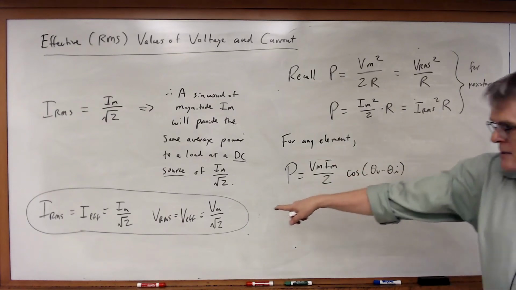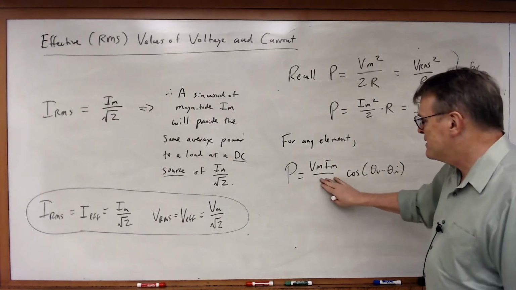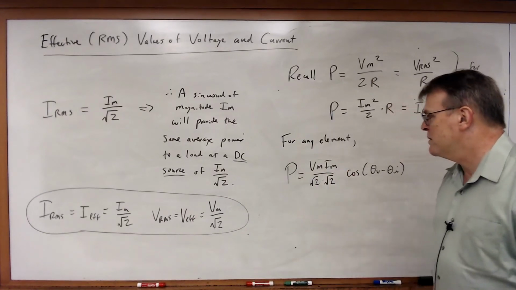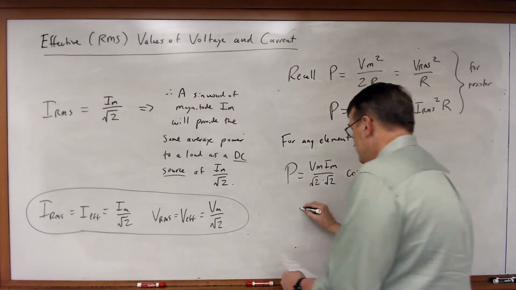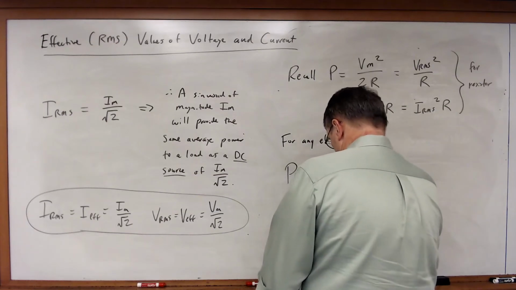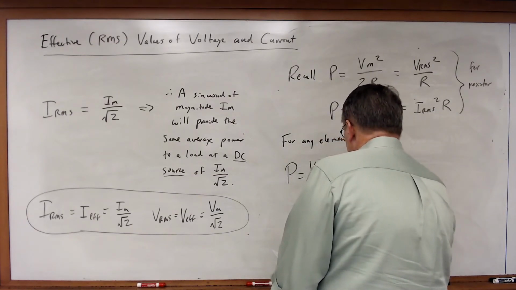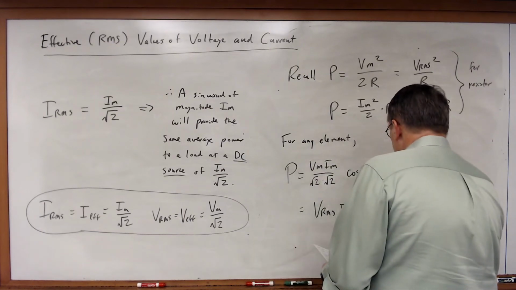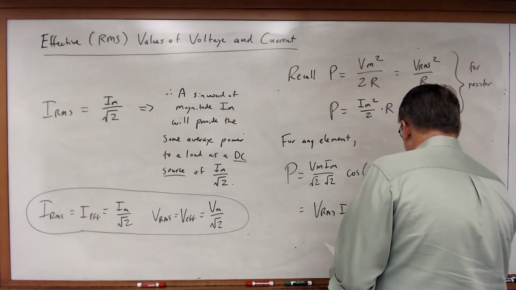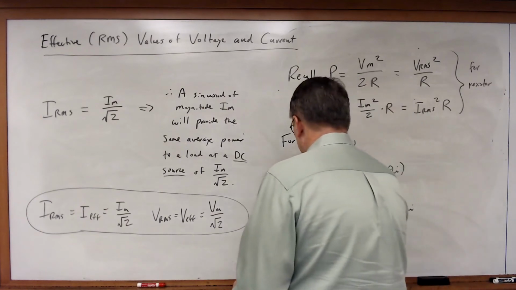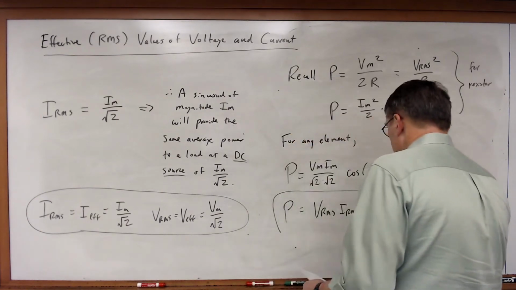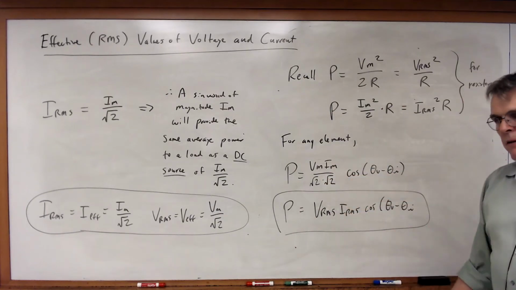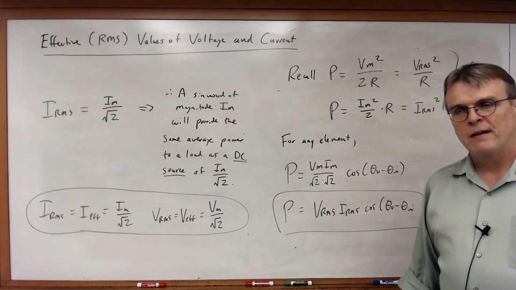I can do the same substitution. I can take this, decompose it into the square root of 2 times the square root of 2, and I can rewrite this and say this is equal to Vrms times IRMS times cosine theta sub V minus theta sub I. So this is also true. In this equation, we also get rid of the 1/2 term if we use RMS values.